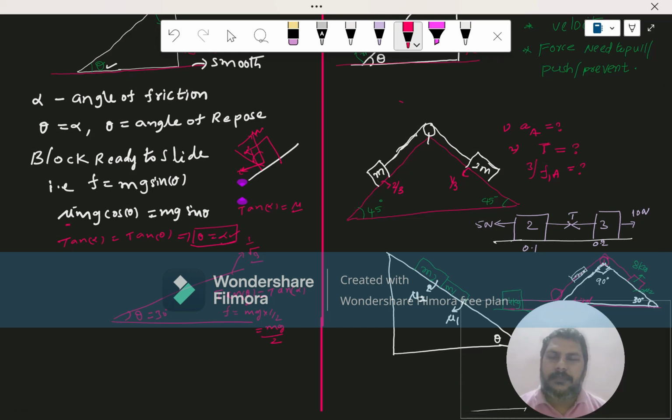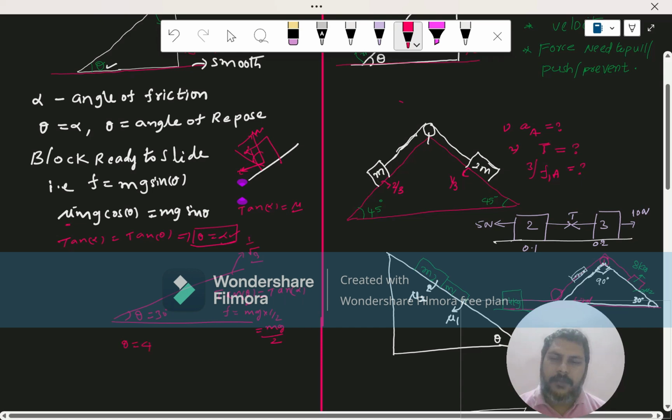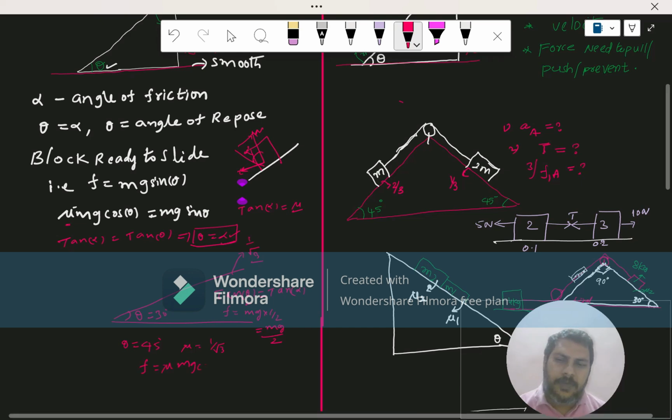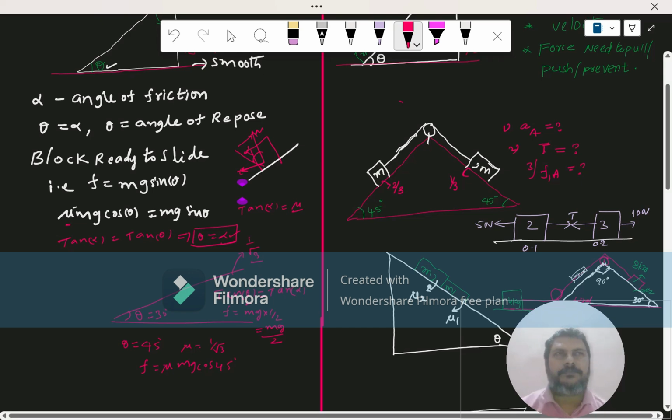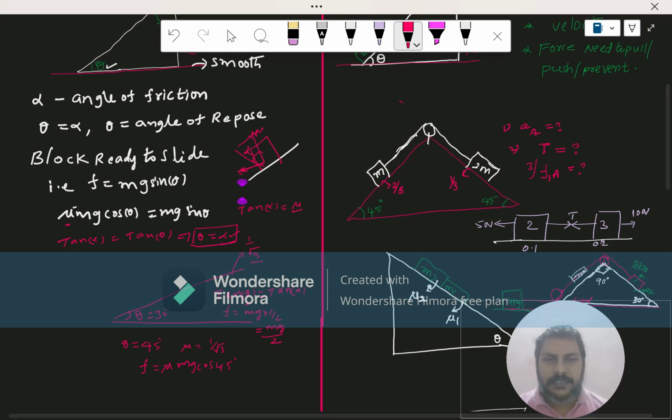If theta is more than 30, say theta is equal to 37 or 45, and mu is equal to 1 by root 3, then the frictional force is equal to mu mg cos 45, not mg sin 45. I hope you understand this example. Where tan theta and the coefficient of friction tan alpha are both equal, the frictional force is equal to mg sin theta, no doubt at all, not mu mg cos theta.